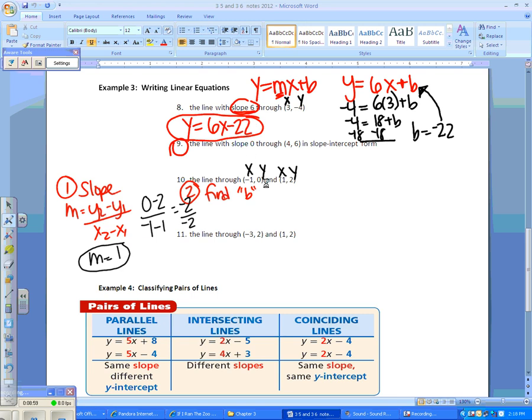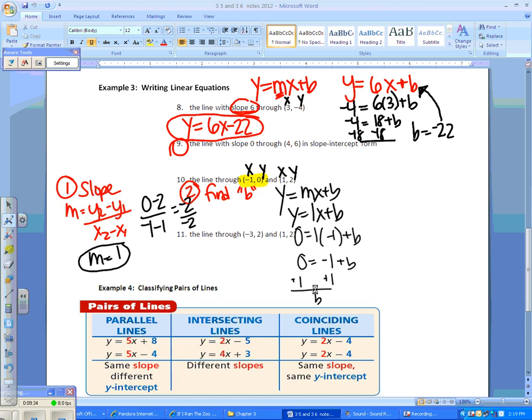Now, once I have my slope equals 1, it's the same thing as number 8. You get to pick a point, any point you want. I want to choose this point because 0 is a really easy number to work with. So what I'm going to do to find b, I'm going to take my slope equals 1. I'm going to plug it into this equation. y equals, now my slope's 1, so 1x plus b. Now I'm going to take these 2 numbers and I'm going to plug them in as well. My y is 0. My x is negative 1. And I'm going to solve for b.